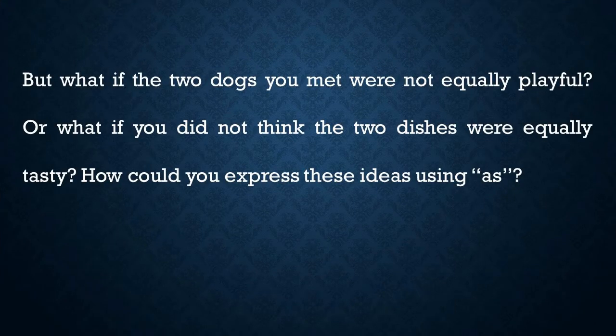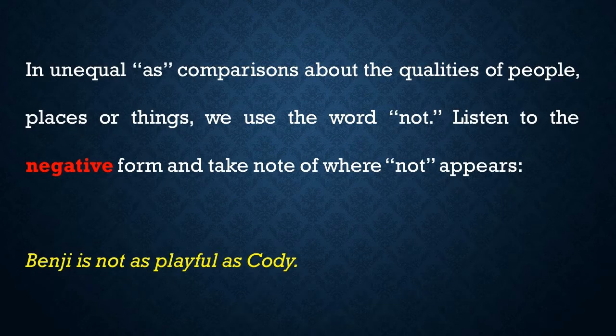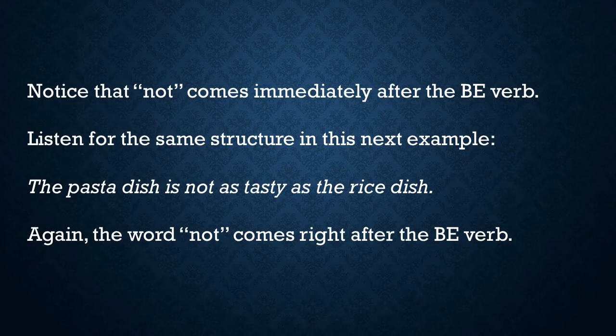But what if the two dogs you met were not equally playful? Or what if you did not think the two dishes were equally tasty? How could you express these ideas using as? In unequal as comparisons about the qualities of people, places, or things, we use the word not. Listen to the negative form and take note of where not appears. Benji is not as playful as Cody. Notice that not comes immediately after the be verb.